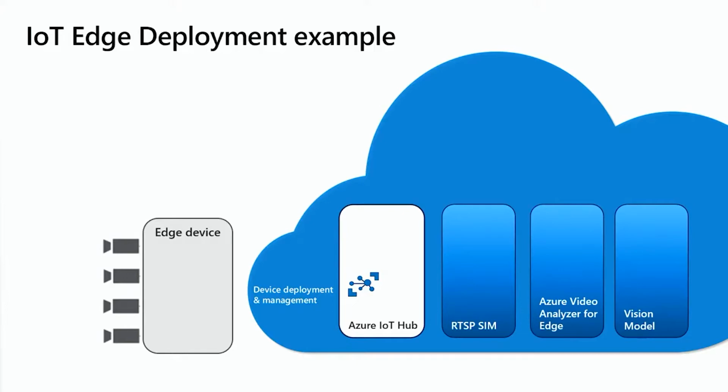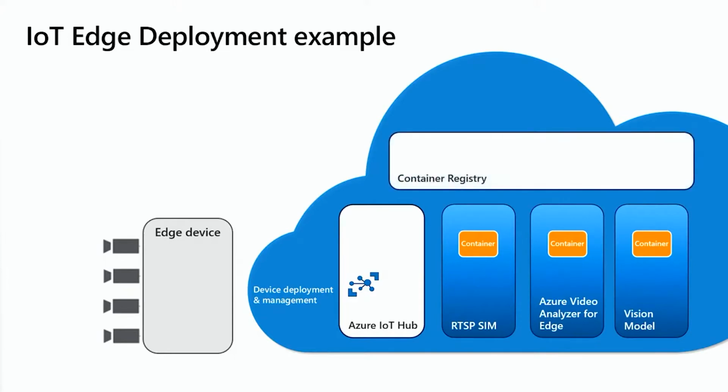In this case, it's an edge device that is connected to RTSP cameras or alternative cameras, but we are using RTSP. And on the right side, you see, in this case, we have RTSP Simulator, the Azure Video Analyzer for Edge, and some vision model that we are running. And so these containers are sitting in a container registry. It could be the Microsoft container registry, another container registry like Docker Hub, or my own one for the custom modules. And these are sitting there, right?